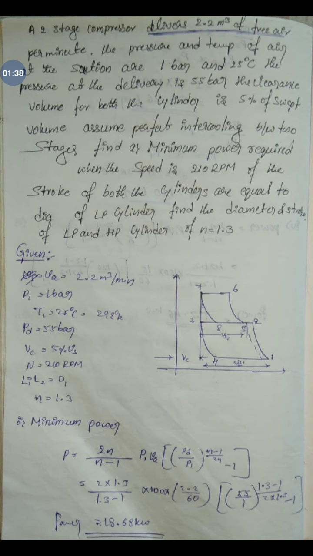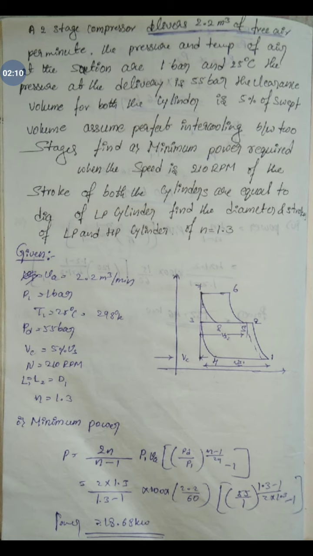the process 1 to 2, 2 to 3, 3 to 4 and 4 to 1 is nothing but your LP cylinder, the compression that is taking place in the LP cylinder. So 1 to 2 compression takes place and 2 to 5 cooling takes place. Next 5 to 6 again compression takes place in the HP cylinder and 6 to 7 delivery takes place. Since he is saying perfect intercooling, in the diagram 2 to 5 the cooling is taking place.